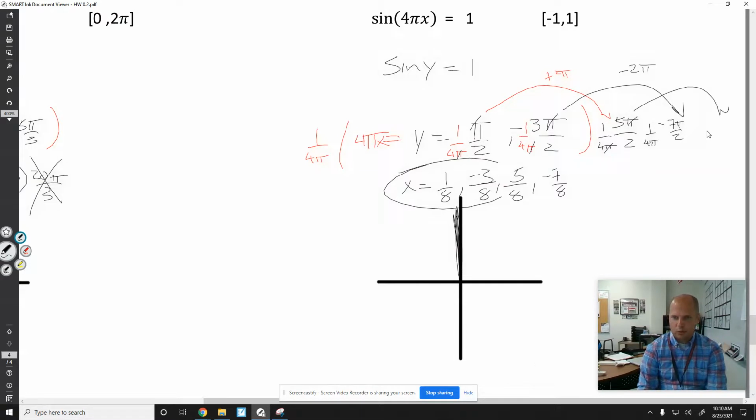5 pi over 2 plus another 4 pi over 2 gives me 9 pi over 2. 4 pi over 2 is the same as 2 pi. Divide that by 4 pi. That gives me 9/8. Nope, that's out.